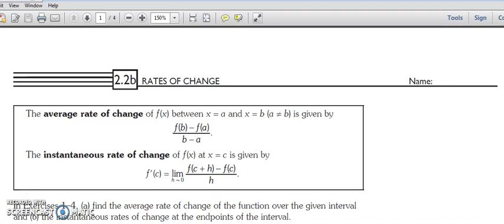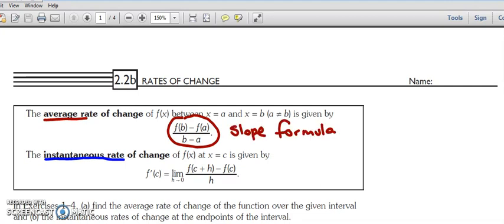Worksheet 2.2b, titled Rates of Change, talks about average rate and instantaneous rate. So when you look at average rate, you look at f of b minus f of a over b minus a, and that should look familiar. It should look familiar from your previous math classes because it's pretty much just a slope formula.